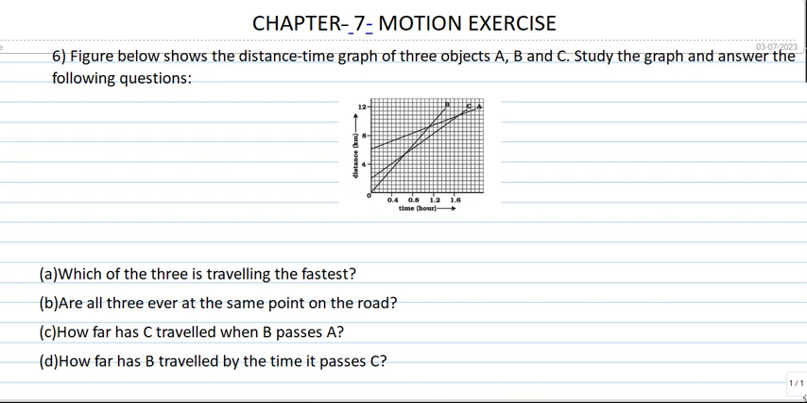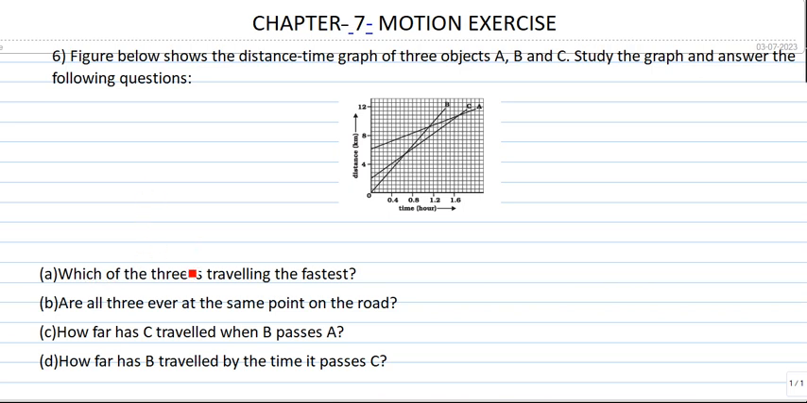It says figure below shows the distance time graph of 3 objects A, B and C. Study the graph and answer the following questions. So first thing we have to do is read this graph carefully. We have to know what is given in the graph. So as we see, we have distance in the y-axis and time along the x-axis. Time is given in hours, distance in kilometers. So from these given values, we have to answer the questions given below.